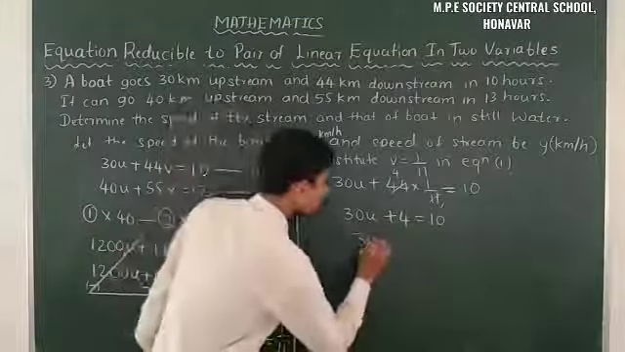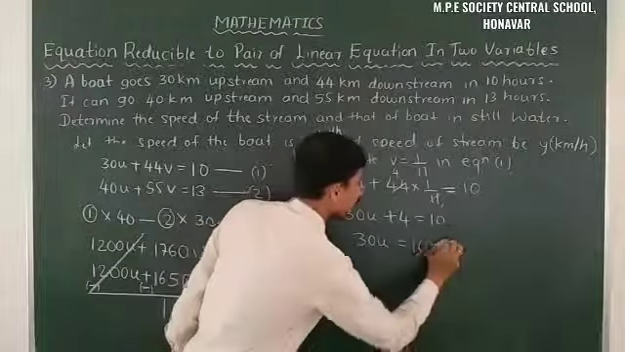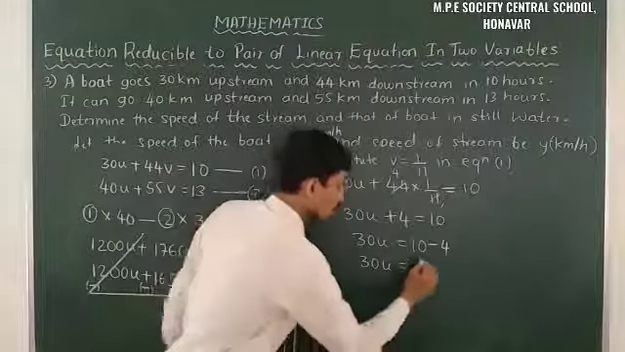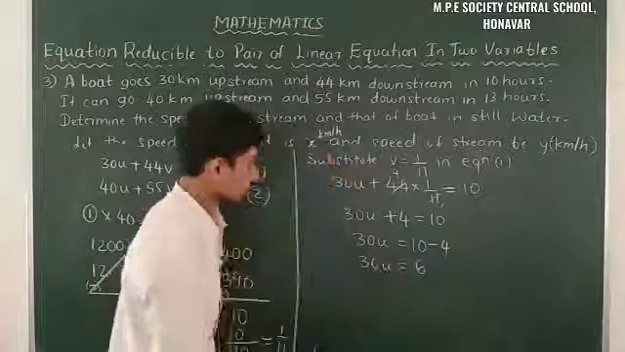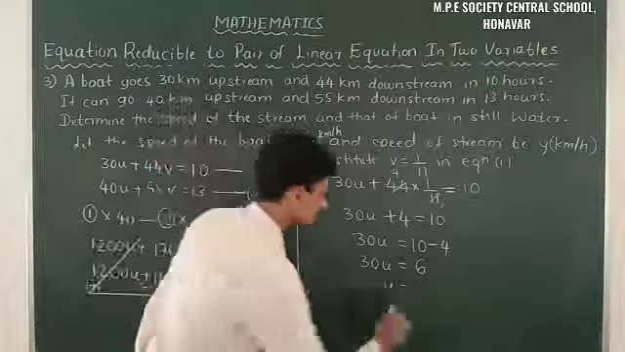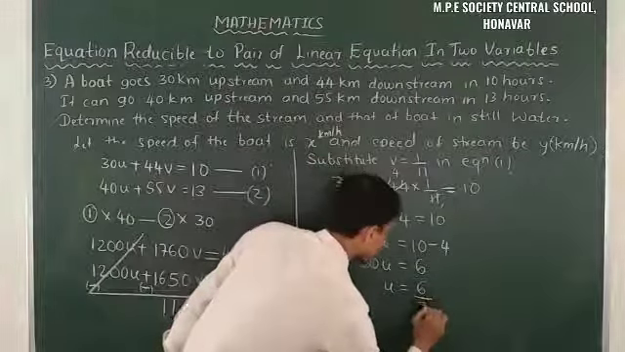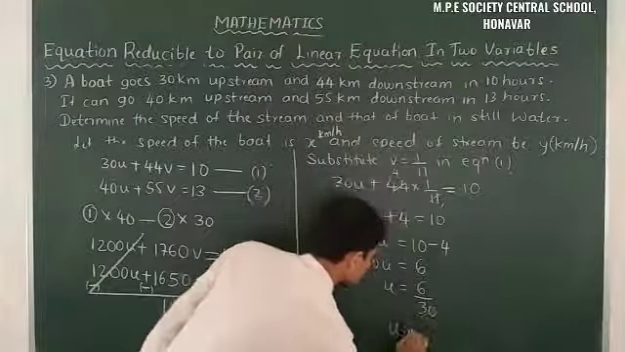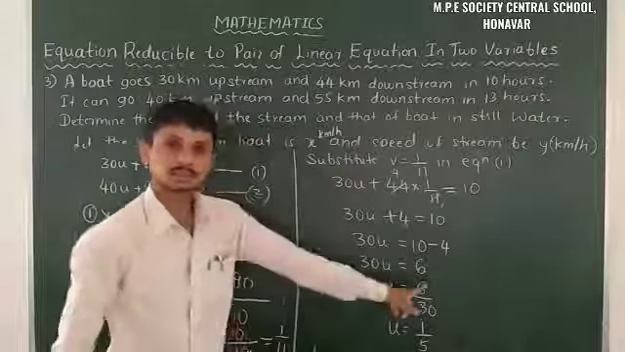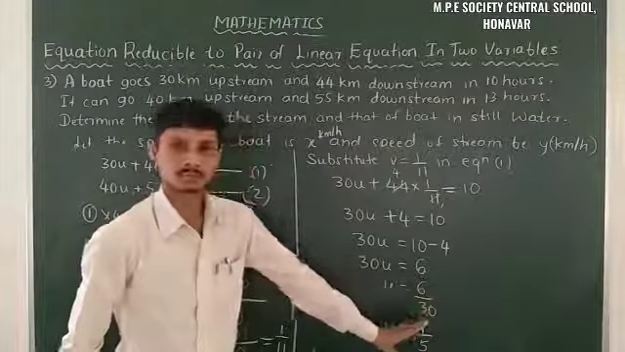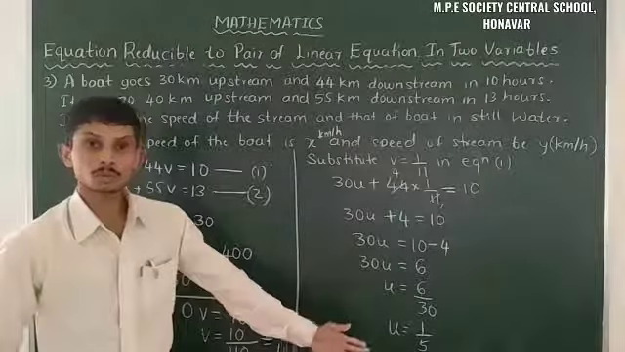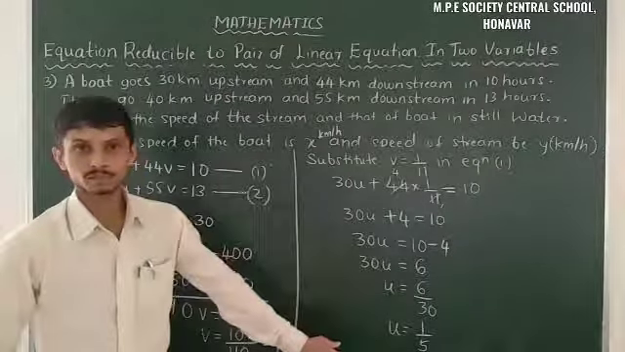So 30u is equal to 10 minus 4. So 30u is equal to what we get? Here 6. So then u is equal to, I will transpose 30 to the other side, it will come to the denominator. That is 6 by 30. Then u is equal to 1 by 5. So we got v is equal to 1 by 11 and u is equal to 1 by 5.